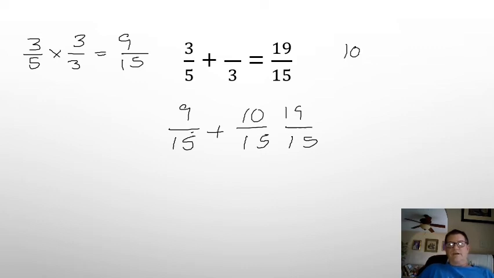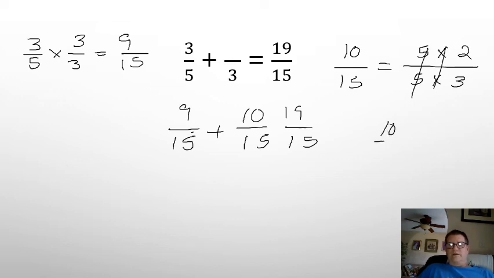So now I have 10/15, and I know that I need to end up with thirds. Well, I know 3 times 5 is 15, so 10 would be 5 times 2. Take them out, and we can see our answer is 2/3. So 10/15 is equal to 2/3. And 2 is what they were looking for.